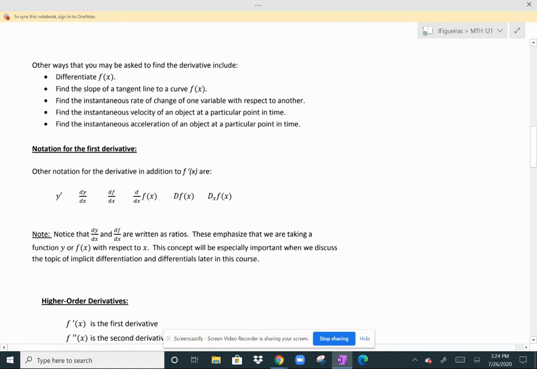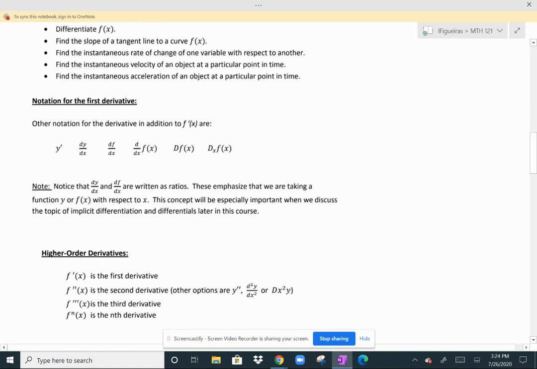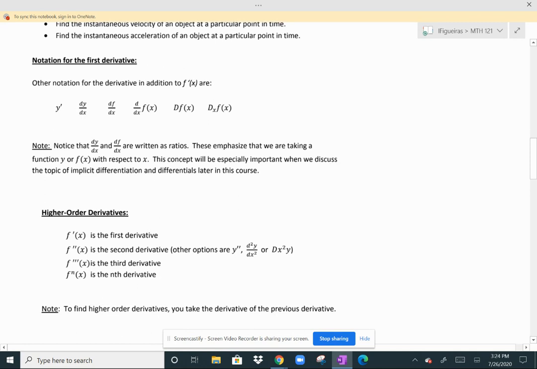Okay, so it is possible to take higher order derivatives. Remember, f prime means the first derivative, just like all of this notation means the first derivative. But you can take a second, third, fourth derivative. So this is the second derivative, also read as f double prime. And these are other variations of the notation above.